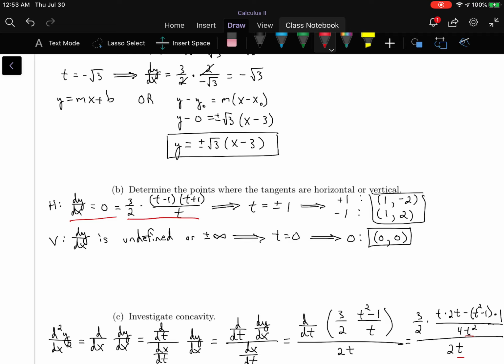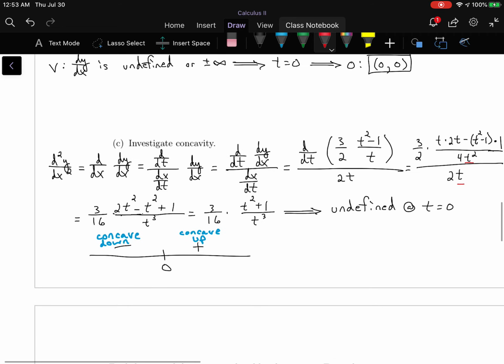The vertical tangent lines are going to be when the slope is undefined or plus or minus infinity, and that's only going to be when the denominator is 0, and so that is when t is 0. And when t is 0 and you plug into the parametric equations, you get x equals 0 and y equals 0, which is the origin. And so those are your 2 horizontal and 1 vertical tangent lines, or the points at which you have those tangent lines.